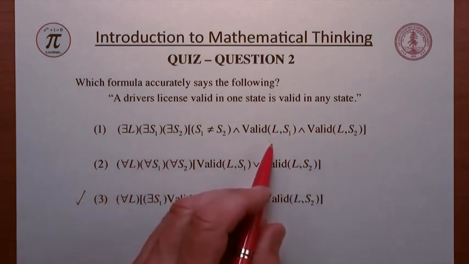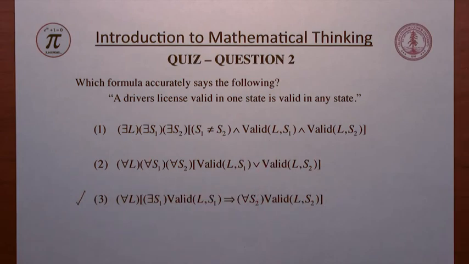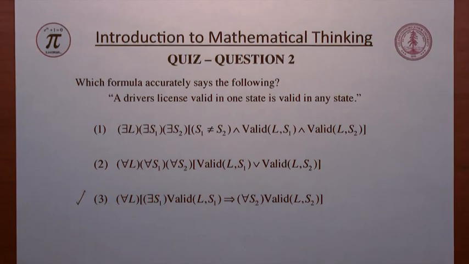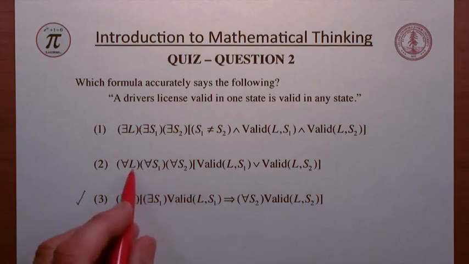Well, okay. It's true, because in America, when you have a license valid in 1 state, it's valid in any state. You can use it anywhere. So it doesn't say anything particularly interesting. What about number 2? That says for every license and for every pair of states, which could even be the same state, the license is valid in 1 state or it's valid in another state. Well, this is actually false as a statement because there can be invalid licenses.